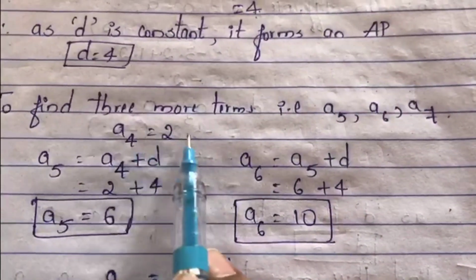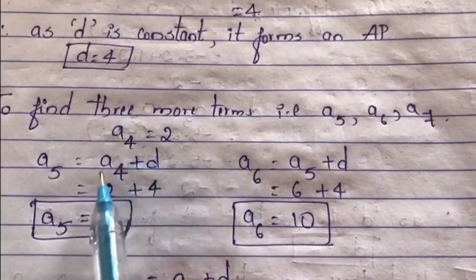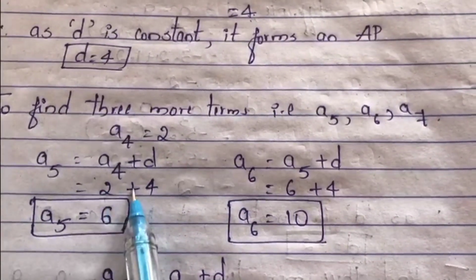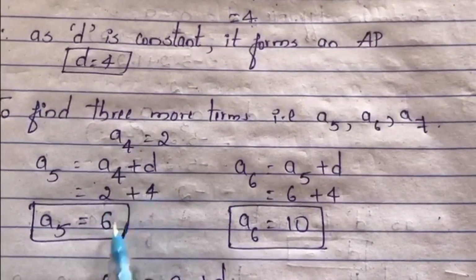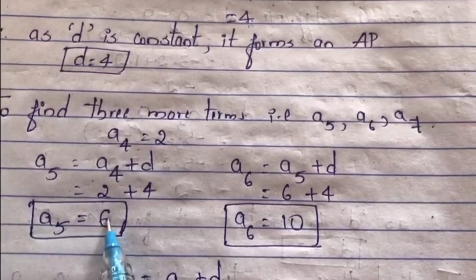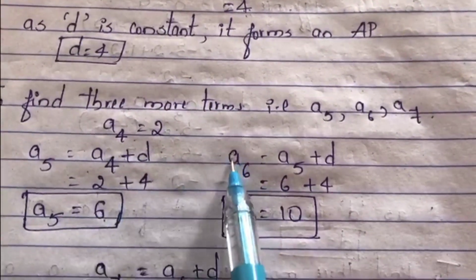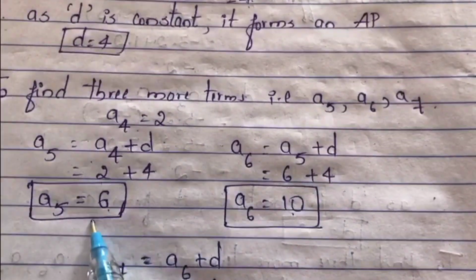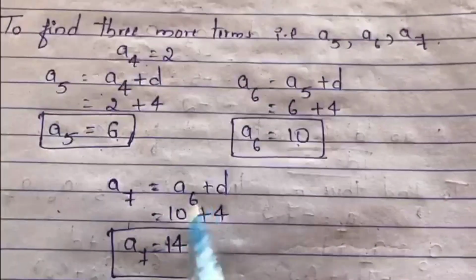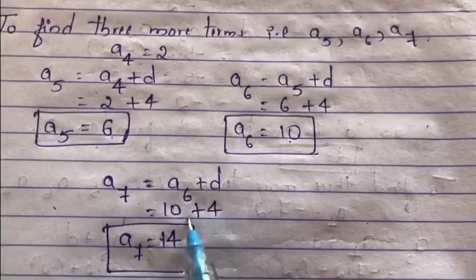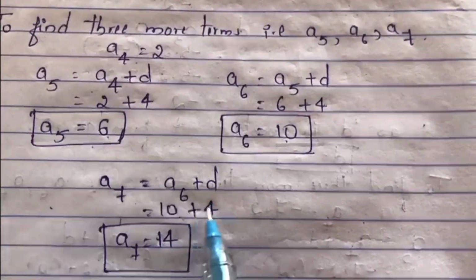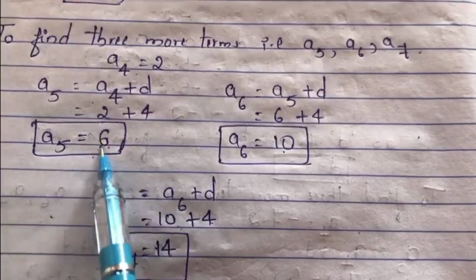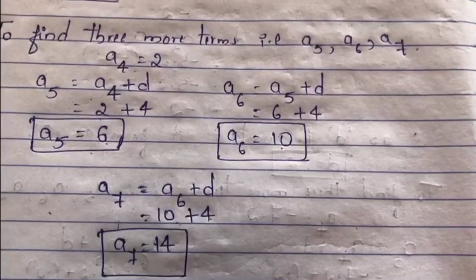Here A4 is 2. By using this we need to find out A5, that is A4 plus D will be 2 plus 4. 2 plus 4 will be 6. So therefore A5 will be 6 and A6 will be 10, that is 6 plus 4, as A5 is 6. Then A7 will be A6 plus D, that is here A6 is 10 and D is 4, therefore answer will be 14. These are the A5, A6 and A7.